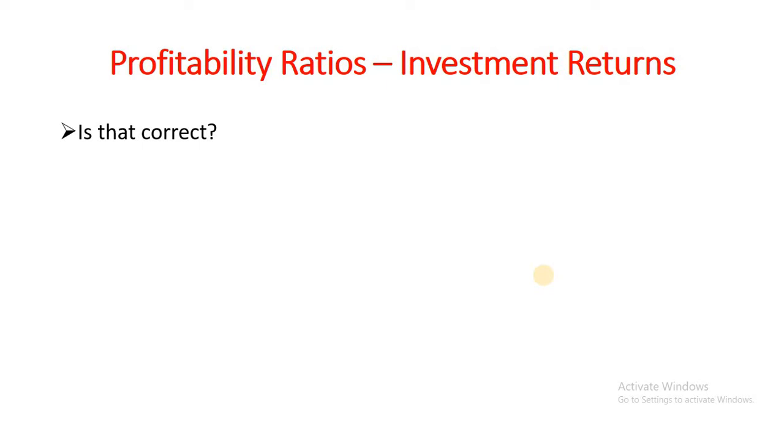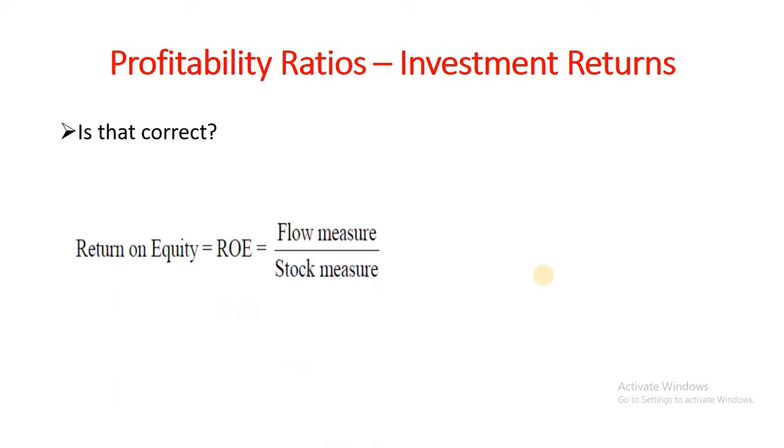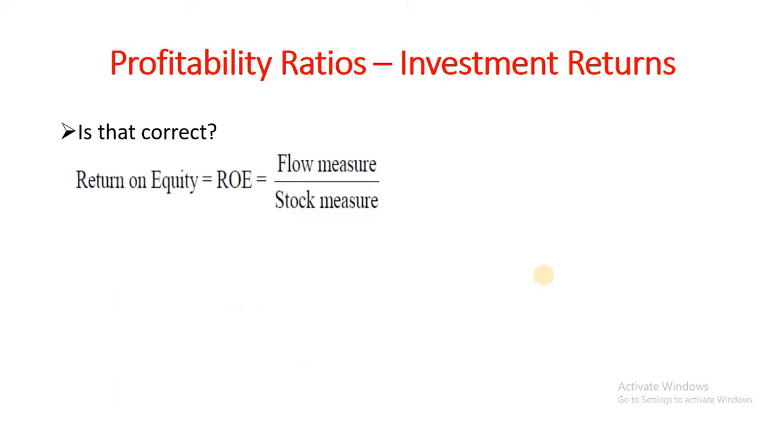However, there are some problems with this ratio, because return on equity is equal to net income divided by book value of the equity. Net income is a flow measure, whereas book value of equity is a stock measure.